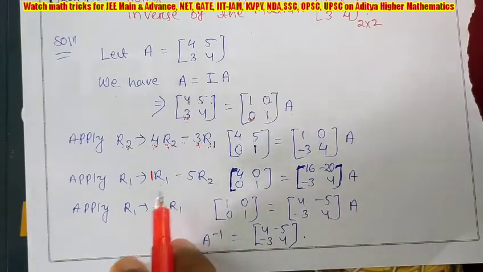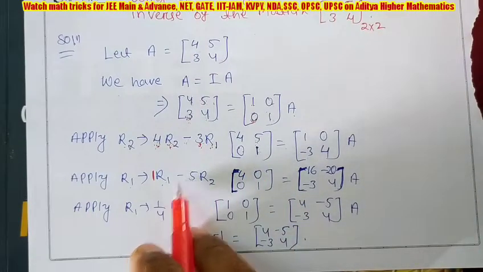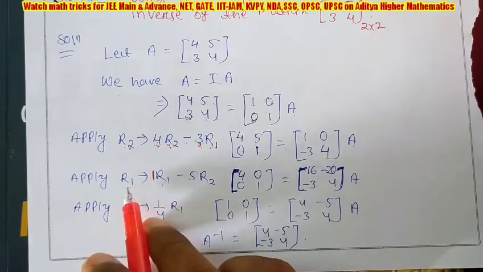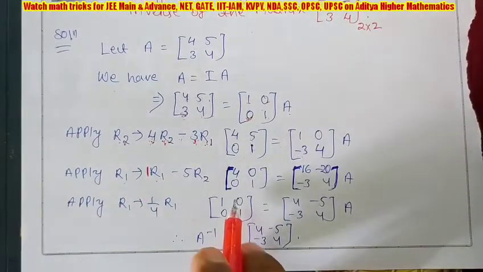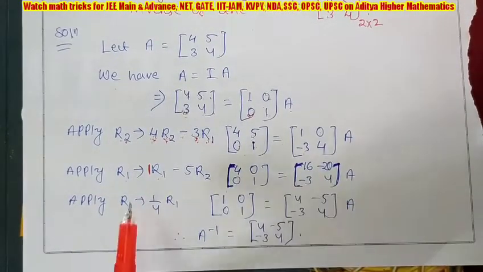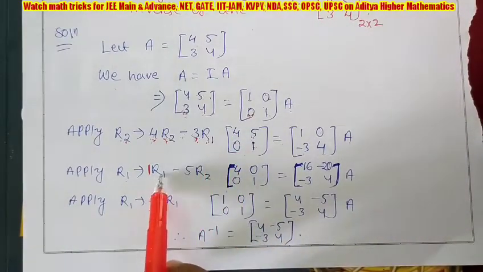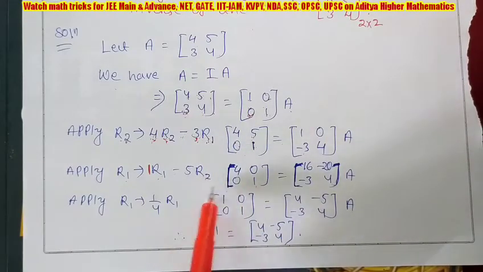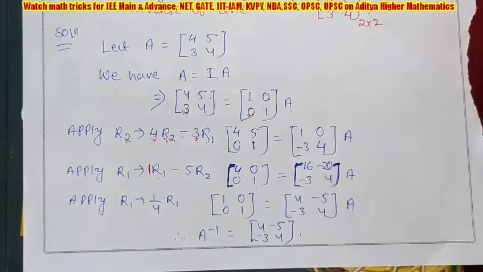Now evaluate this, and both have the same sign. Since it is the same sign, you have to use minus. If opposite sign, then you have to use plus. So we are changing only R1. When we are changing R1, R2 we have to write the same. R2 is 0, 1, and right side it is minus 3, 4. So now change R1. First you have to evaluate this element. This element is 1 into R1, 1 into 4, 4, minus 5 times the corresponding element 0. Sorry, we are getting 4 because 1 into 4 is 4.